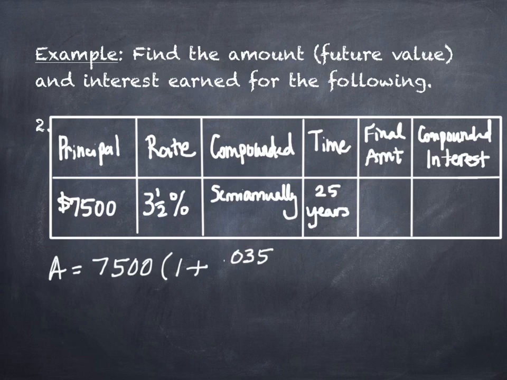So 3.5 is a percent, 3.5%. To turn that percent into a decimal value, we're going to move the decimal to the left. Then this is going to be divided by what? 2, right? Because it said semi-annually, so n equals 2. And then I'm going to raise it to what power? 2 times 25. 2 for the n value, 25 for the number of years. And again, like I told you, you can do that in your head, and almost always you can. 2 times 25 is 50.